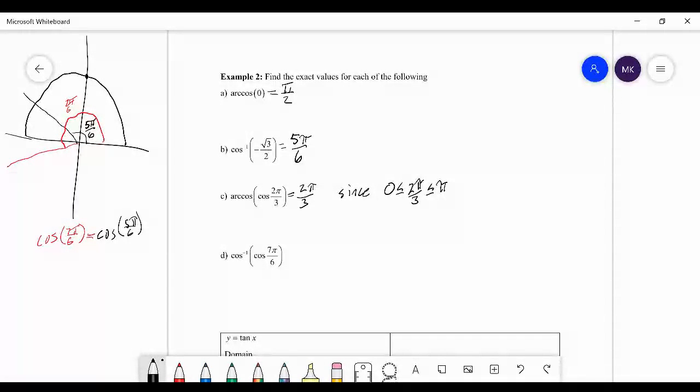And so this tells me that this is equal to inverse cosine of 5 pi over 6. So that means this is equal to 5 pi over 6. Now this in-between step here, you do not have to write. That's not something that I expect you to do every time. That is simply something that I am writing to help us in this learning process. So make sure you guys are kind of aware of that.